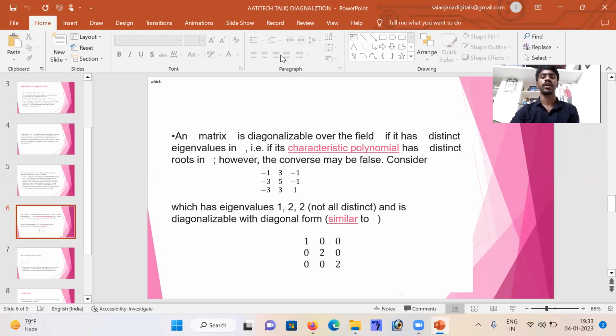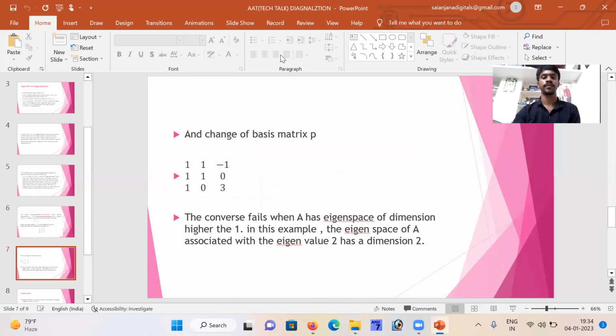It is diagonalizable with diagonal form similar to [1, 0, 0; 0, 2, 0; 0, 0, 2], and change of basis matrix P, that is [1, 1, 1; -1, 1, 1; 0, 1, 0].